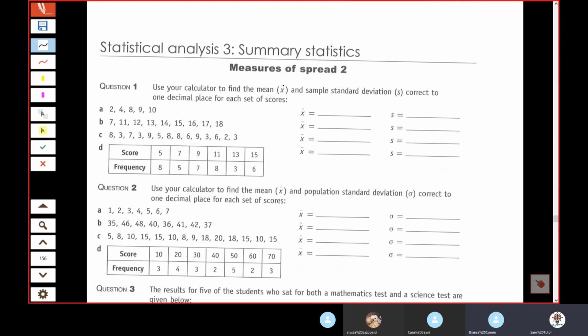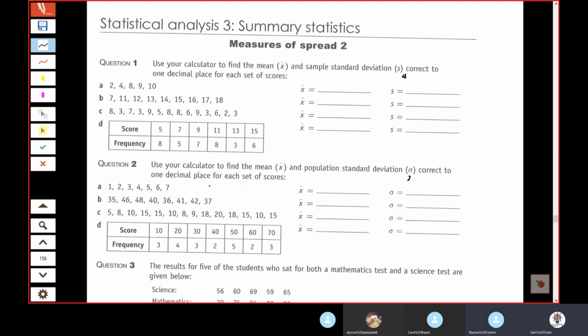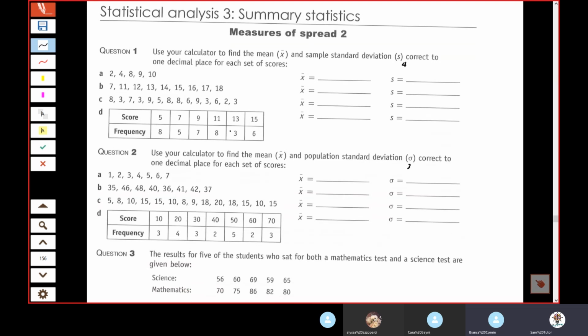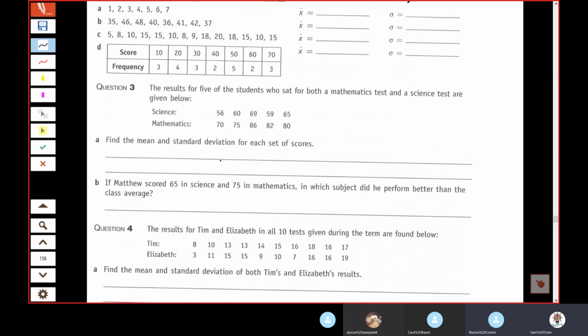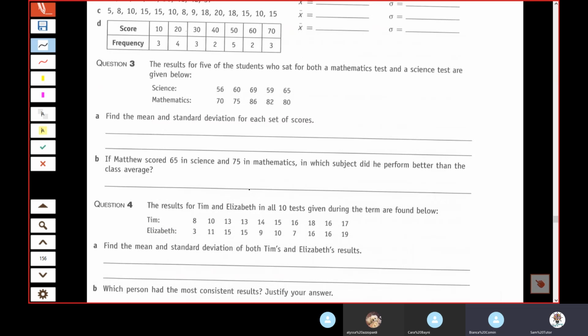All right, look at that. Use your calculator to find the mean and the sample standard deviation. Oh, I didn't think that was part of the syllabus, which I don't think it is. I think they're just making you do it just so you can understand how to find S compared to the population. But this one does say sample, which I think was number 4, and then population was number 3. But that's just all calculator work. I think it's pretty straightforward. I don't really want to do that. I'd rather do questions like this because that's what you'll get in your exam.